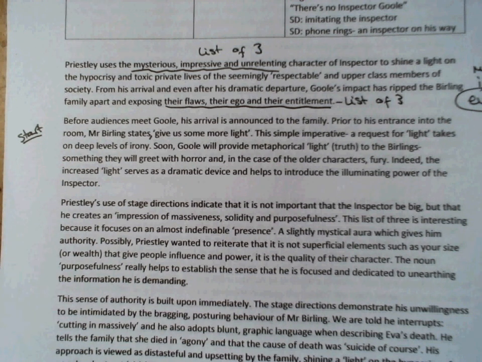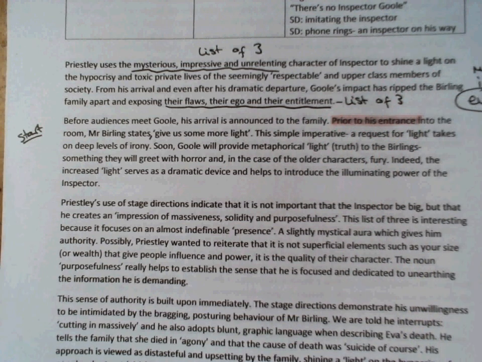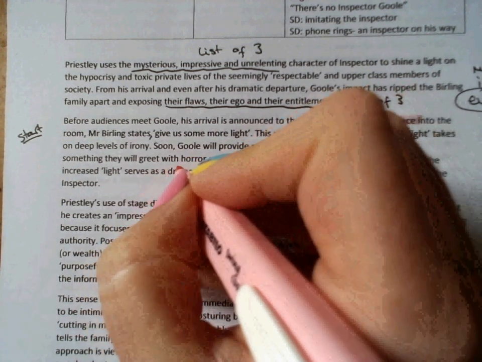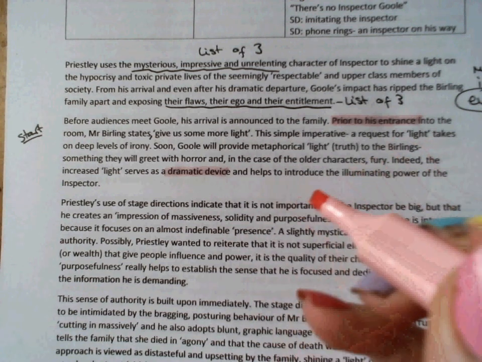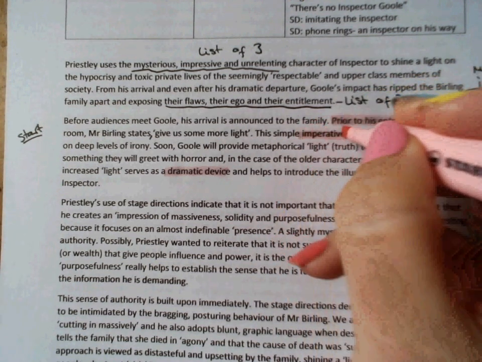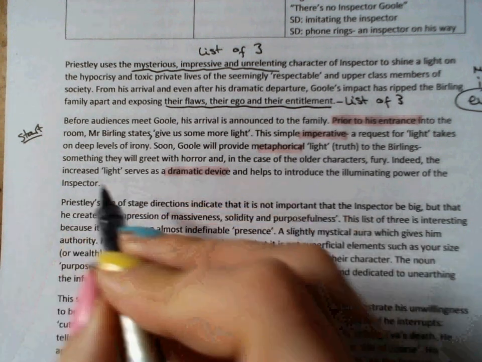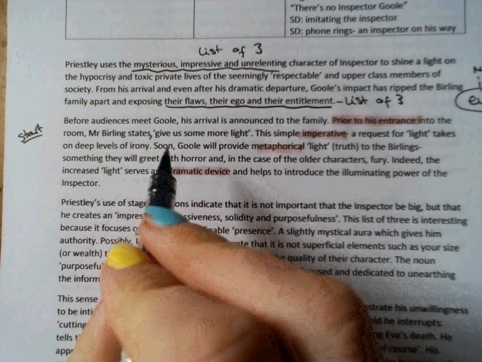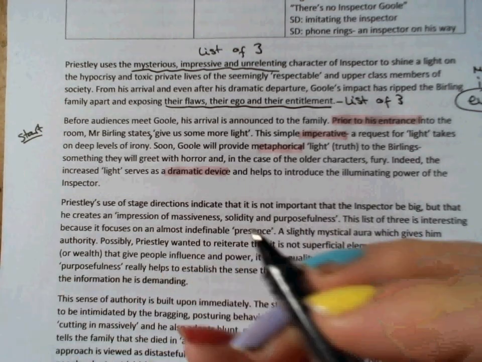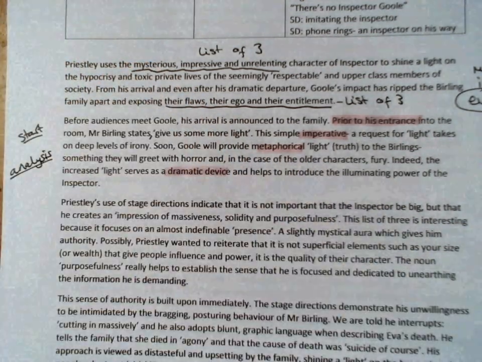So I've got this idea of the drama of it, the idea of, before he even enters, it being a dramatic device. And so there's lots here in terms of Priestley's craft: the use of it being an imperative, the idea of metaphor. So I'm thinking about, even before the inspector's on the stage, I've latched onto one simple quote, "give us some more light", but made quite an elaborate point there. And I've got some analysis here about his importance and impact.